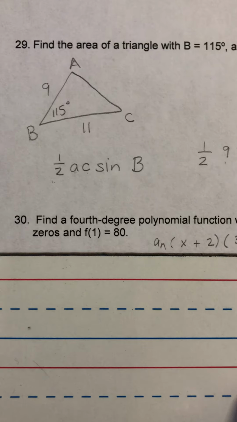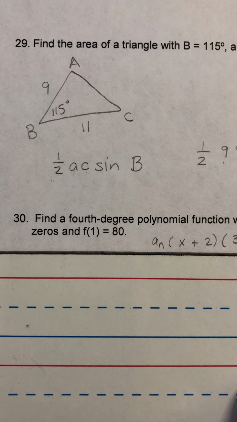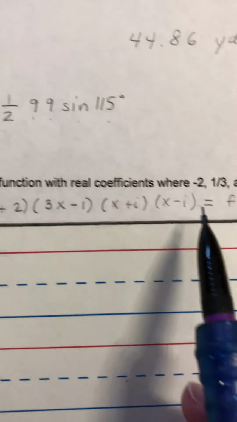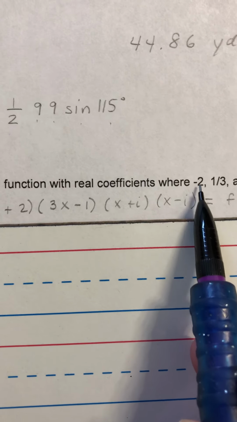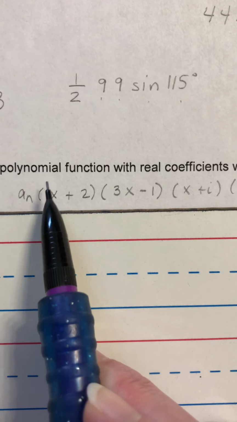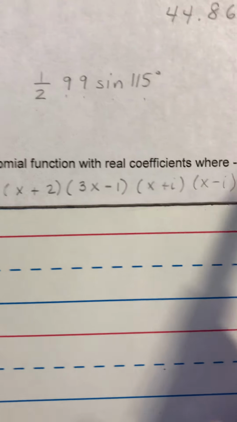Problem number 30, find a 4th degree polynomial function with real coefficients where -2, 1/3, and i are zeros and f of 1 is equal to 80. So first of all, if -2 is a zero, that's a solution, then x plus 2 is a factor. So you write that factor.